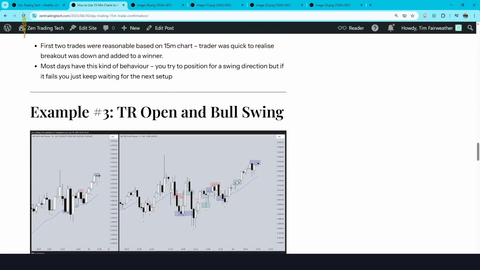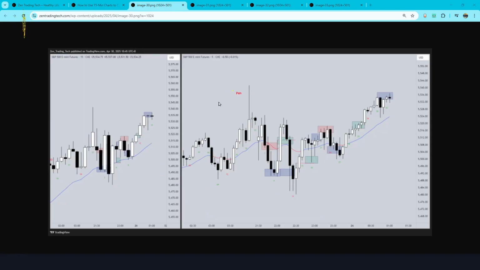Okay, example 3, trading range open and a bull swing. I've picked some trading range opens so we can see how 5-minute trades fold into the 15-minute chart. So here we've got a bull channel, traders taking profits above that high. If I'm in a bull channel and traders are taking profits above a high, that means I probably don't want to be selling at the low of that channel.